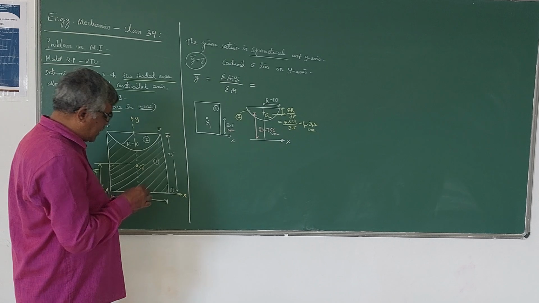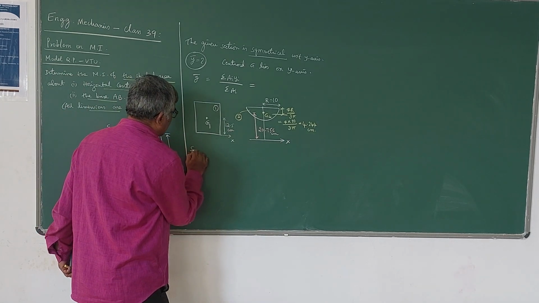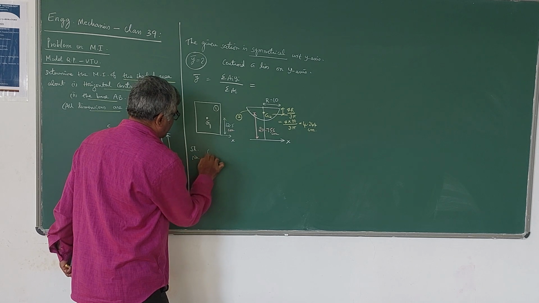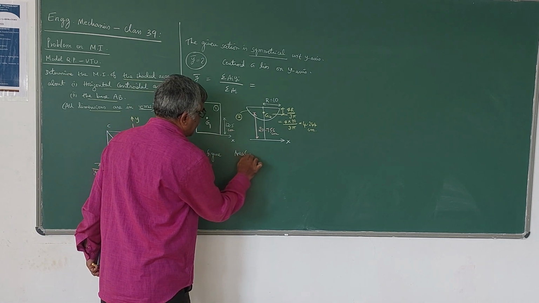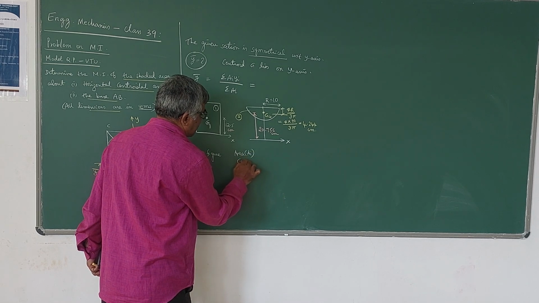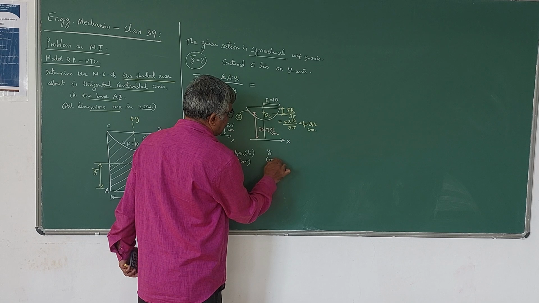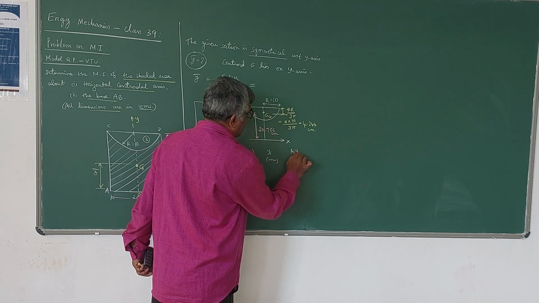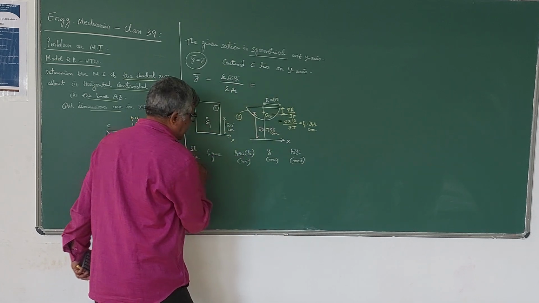So now I can have a table, if you know how to draw the table. Serial number, figure, area ai, which is in terms of centimeter square. Then I need yi in centimeters. Then the product of ai and yi in centimeter cube. So these are the values I need.